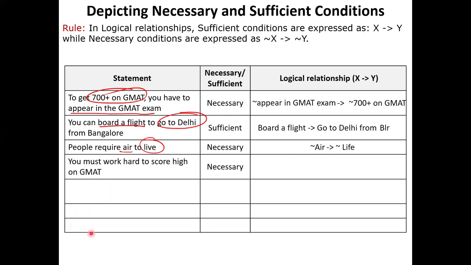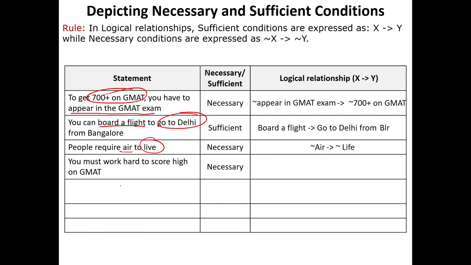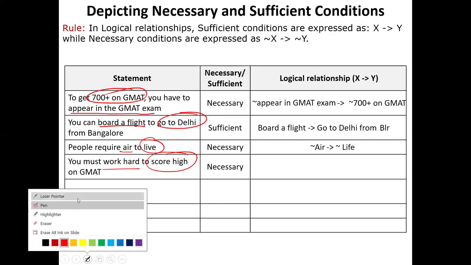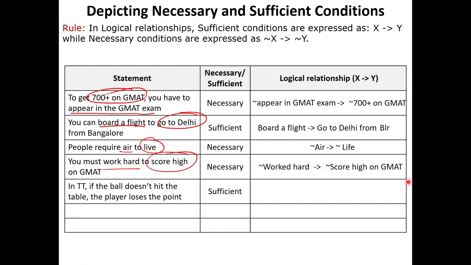You must work hard to score high on GMAT. So I think this should be easy now. What's the cause here? Working hard. And what's the effect? High score. And we identified working hard as a necessary condition to score high. Since it's a necessary condition, can you quickly now tell me how do we express it in a logical relationship? Very nice, Andrews. If you do not work hard, then you cannot score high on GMAT.